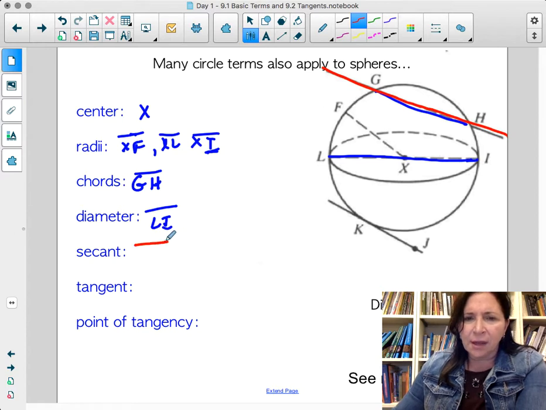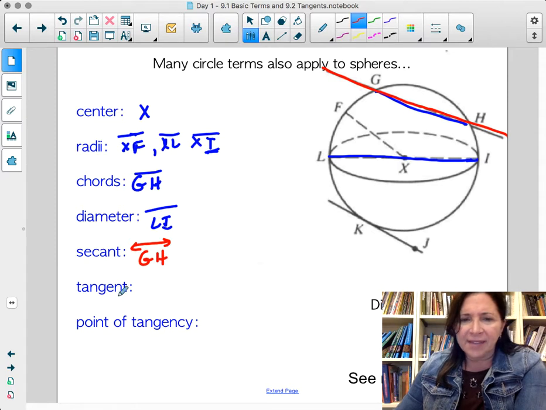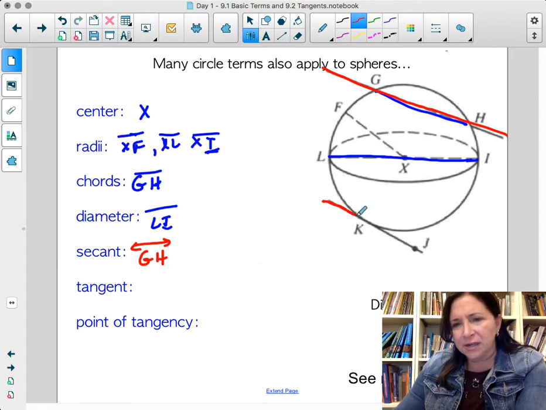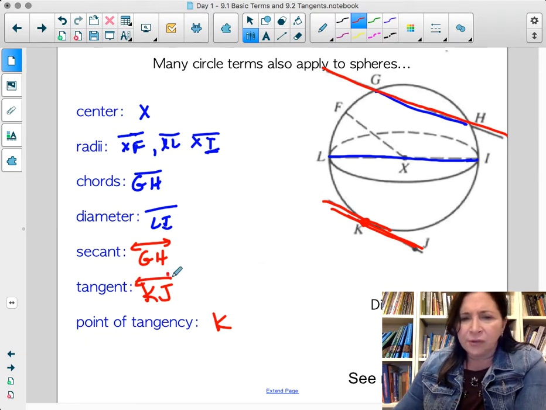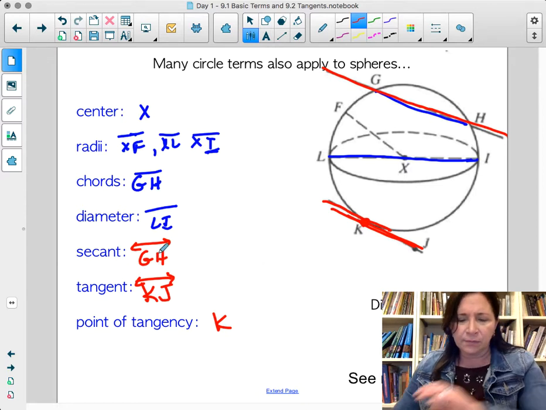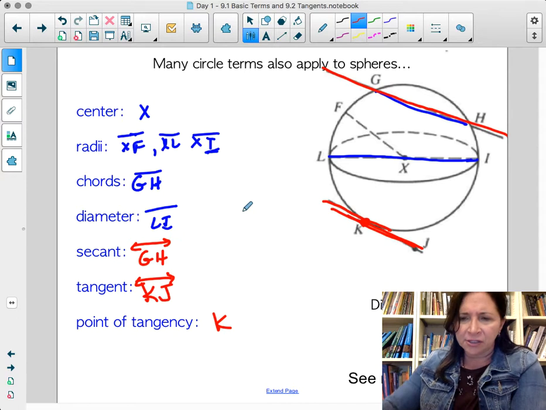So we're going to say line GH. We have a tangent. Now this is our tangent. Okay, now see how it touches in one place? That point right there, K, is the point of tangency. KJ is our tangent line. This is a line segment, but you can also say it's a line. What you do need to remember is that it does need an arrow or a line segment symbol on top.